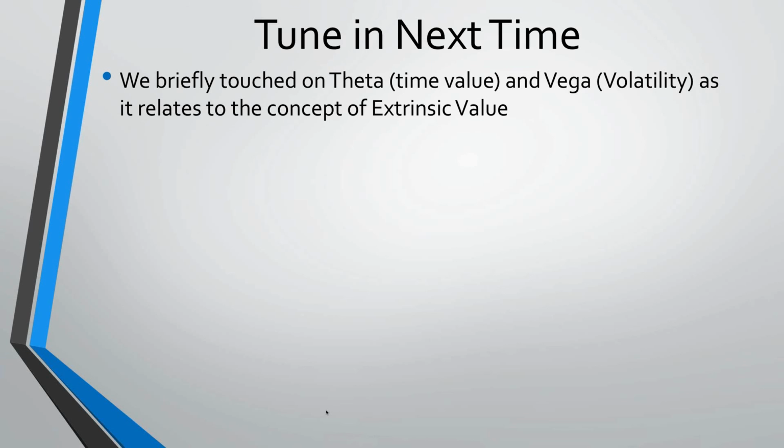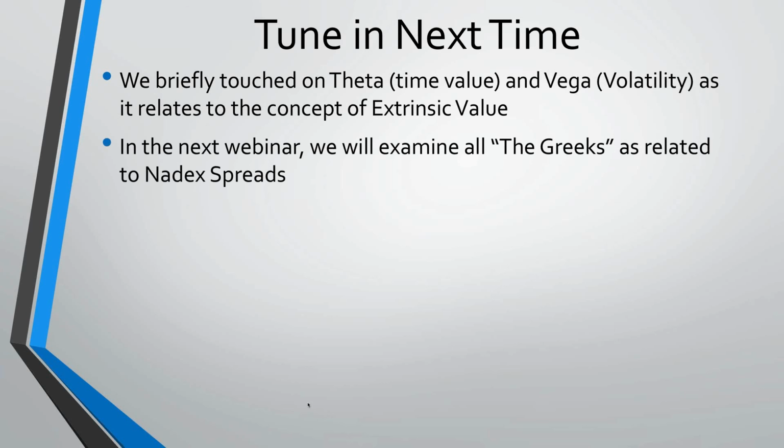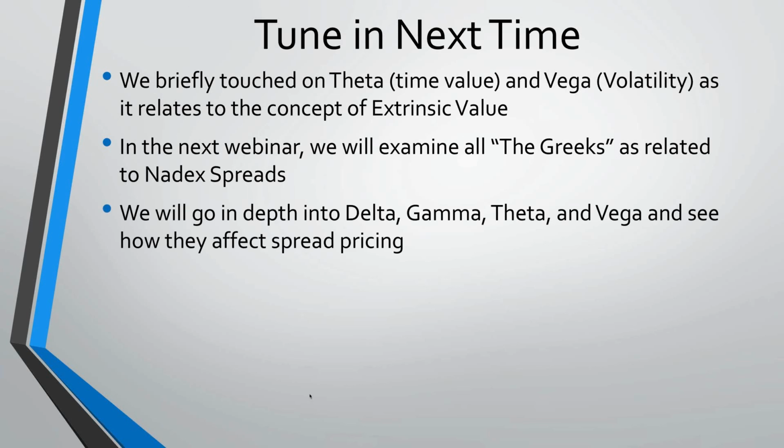So in this particular class, we touched on theta, time value, and vega, which is volatility, as it relates to the concept of extrinsic value. Remember, the intrinsic value is math. The extrinsic value varies. In the next webinar, we'll examine all the Greeks as related to Nadex spreads. We'll go in depth into delta, gamma, theta, and vega to see how they affect spread pricing.